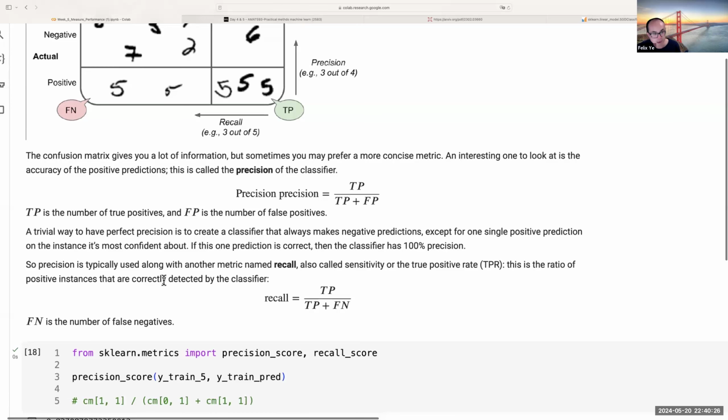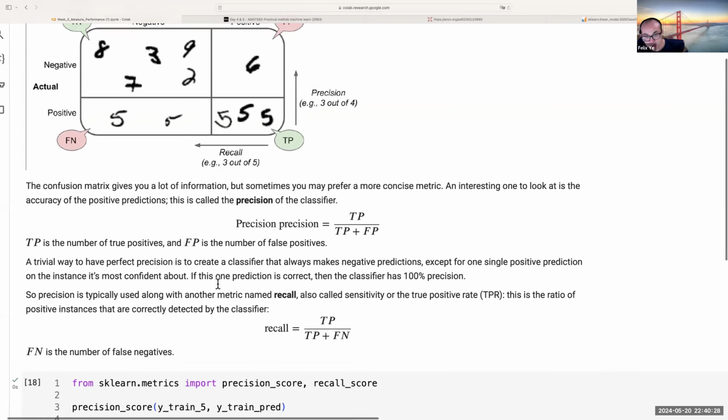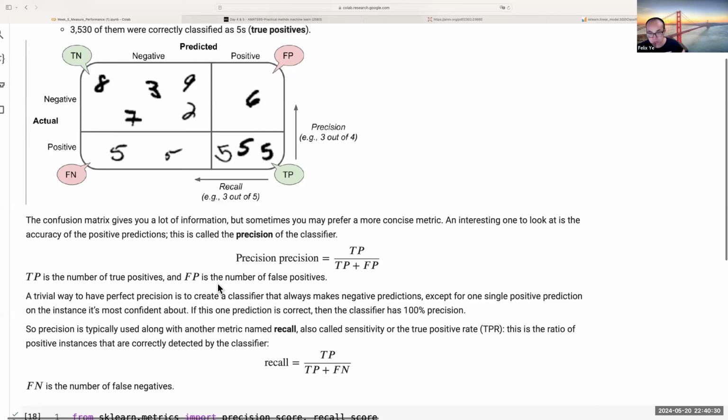So another metric being used is called recall. We have talked about recall in the last video. It's also called sensitivity or true positive rate. So you can think about this as the true positive, same numerator, but the denominator will be the true positive plus the false negative right here. So it's basically the second row and the ratio of the second row.